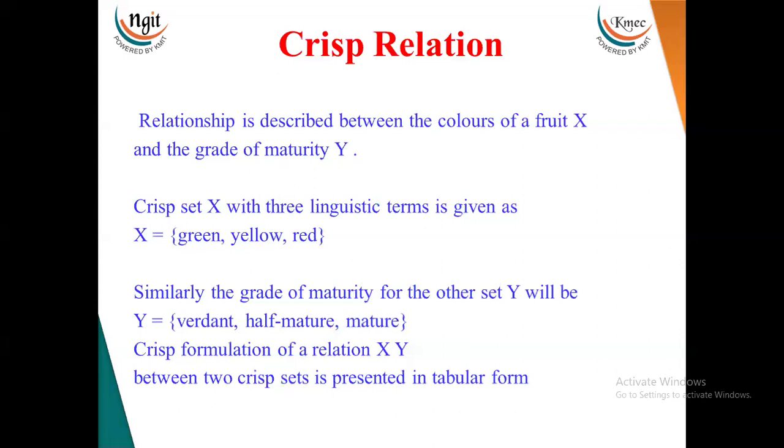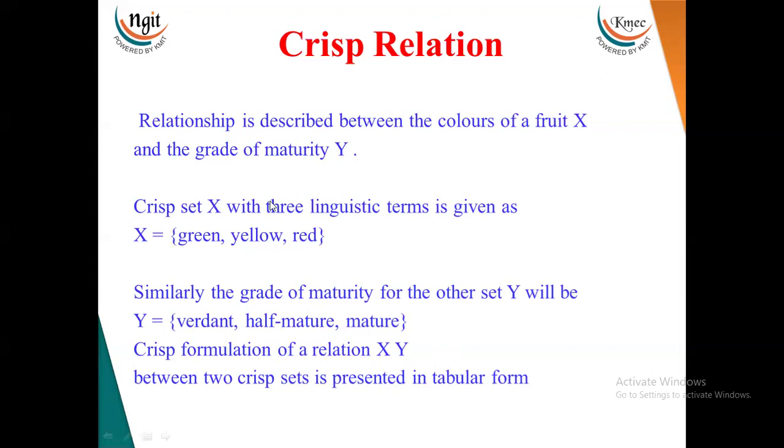Okay, now what is meant by crisp relation? This is very important to understand in order to understand the fuzzy relation. Now, what is the crisp relation? Directly we are going for the example. For example, I have a relationship of fruit and a color. If you see this particular set on the screen, I'm describing the relation between the color of a fruit X and the grade of maturity.